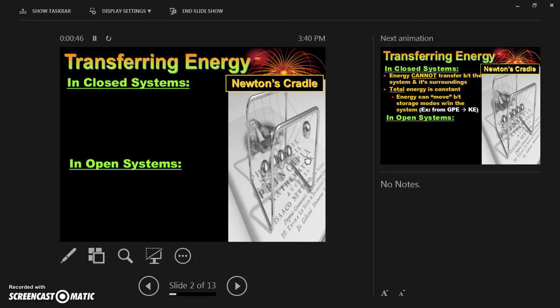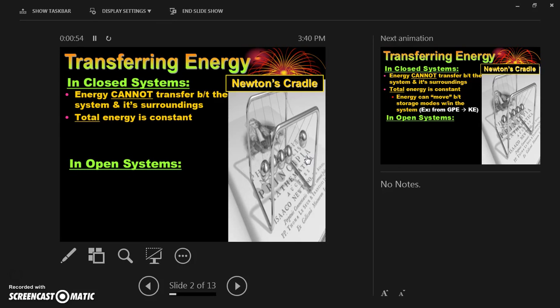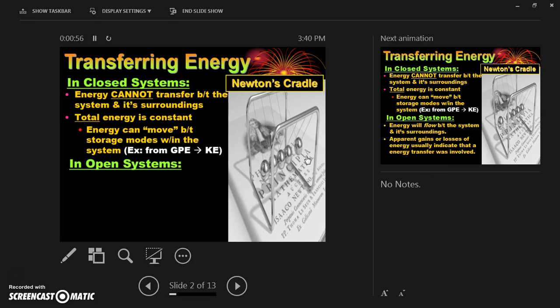We first talk about open systems and closed systems. On your note helper, we'll define a closed system as a system in which energy cannot transfer between the system and the surroundings. For every scenario, we'll be able to define the system, and then we'll just define the surroundings as everything that we are not paying attention to in that particular scenario.